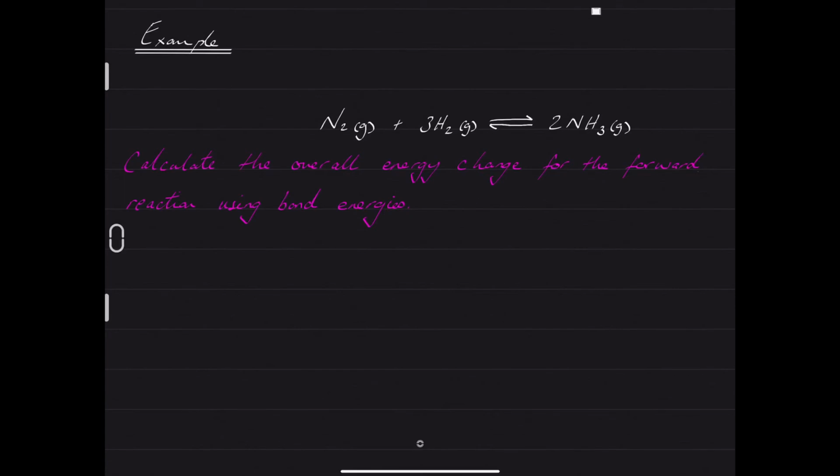Now we are going to calculate the overall energy change for the forward reaction for ammonia and determine whether it's an exothermic or endothermic reaction overall. To do that, we need to break down each step as we've looked at it in different parts and bring it all together. We're going to do this for the Haber process forming ammonia.